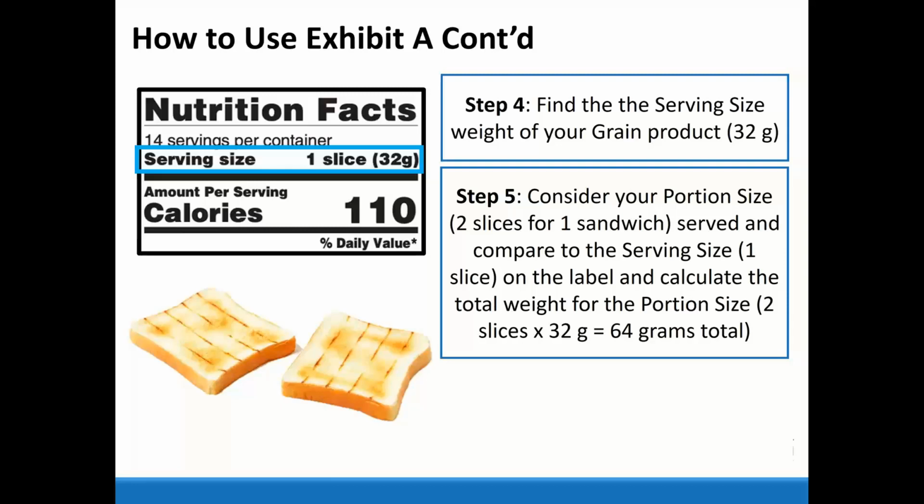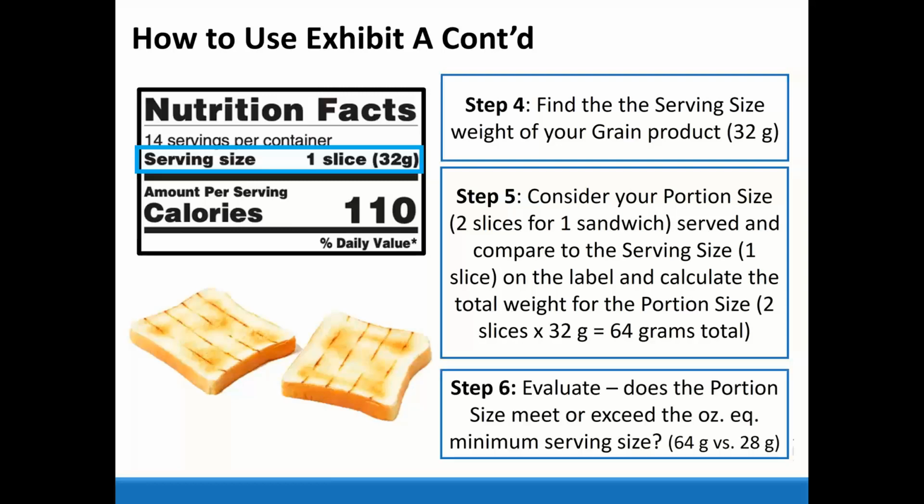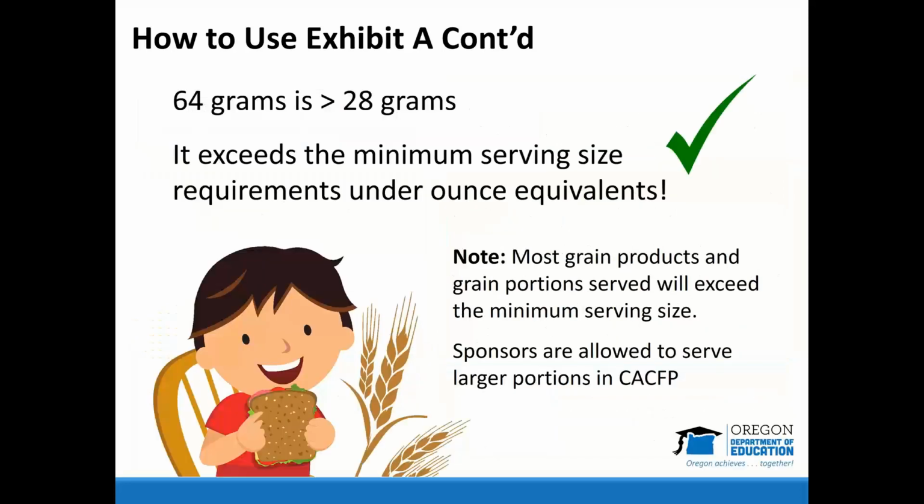So now that you have all of this information, you're going to want to evaluate the portions that are going to be served as your last step. So 64 grams is what you're serving, and the minimum serving size for ounce equivalents is equal to 28 grams. Did this meet your minimum serving size? I'm sure you can all guess, yes, it does. 64 grams is far greater than 28 grams, so it exceeds the minimum serving size requirements under ounce equivalents.